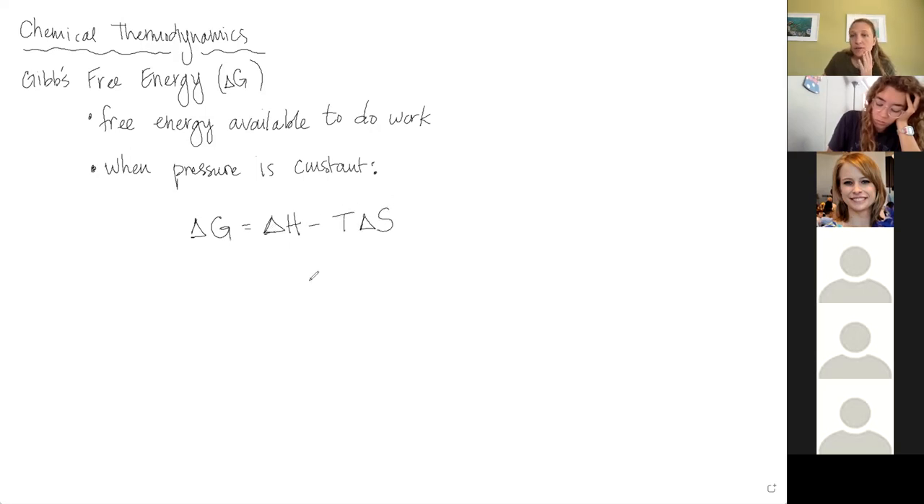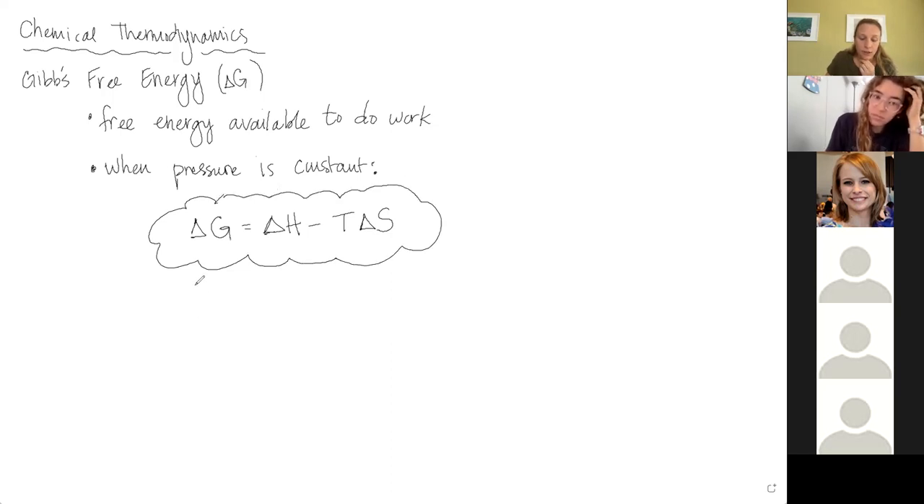I am hoping that you have seen this and used this a lot in chemistry, but it's the hope that kills, you know? So this is one of the main equations for Gibbs free energy. We have several equations for Gibbs free energy, but this is one of the easiest ones. This is Gibbs free energy.